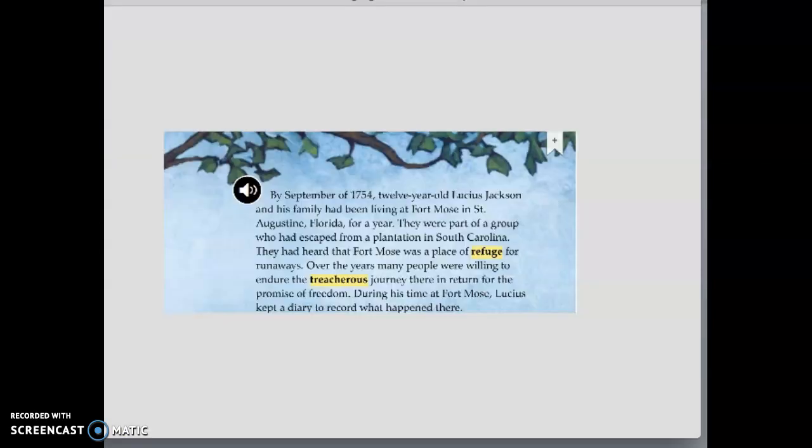By September of 1754, 12-year-old Lucius Jackson and his family had been living at Fort Mose in St. Augustine, Florida for a year. They were part of a group who had escaped from a plantation in South Carolina. They had heard that Fort Mose was a place of refuge for runaways.